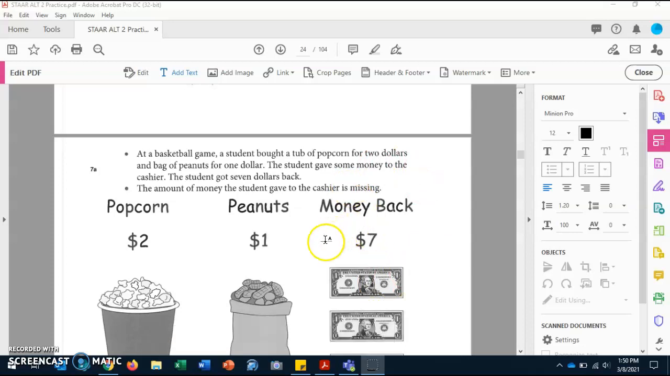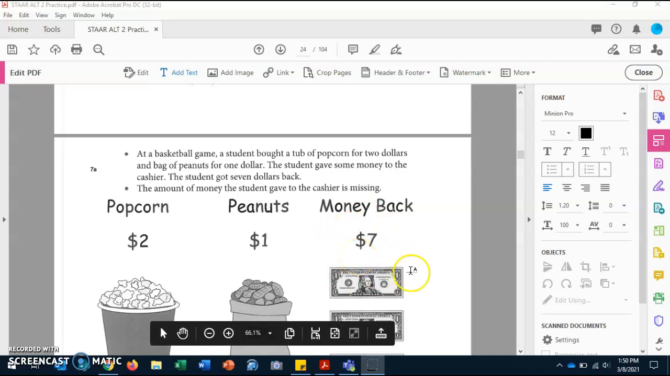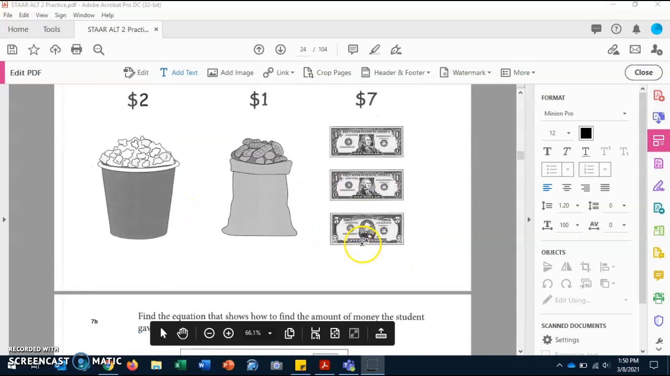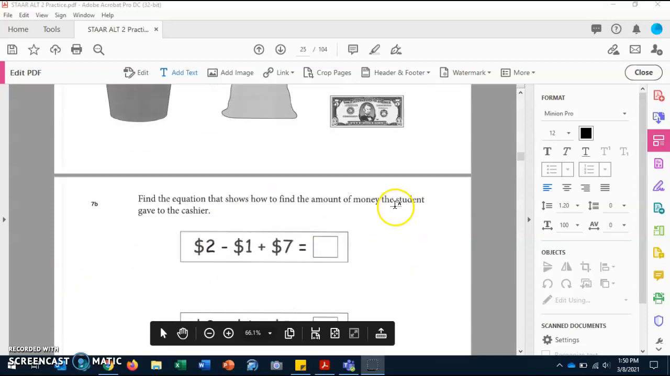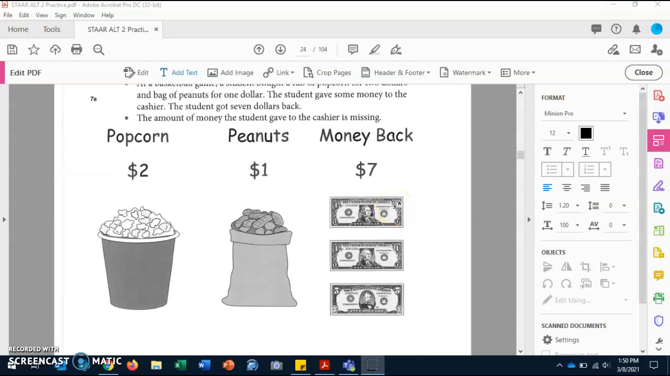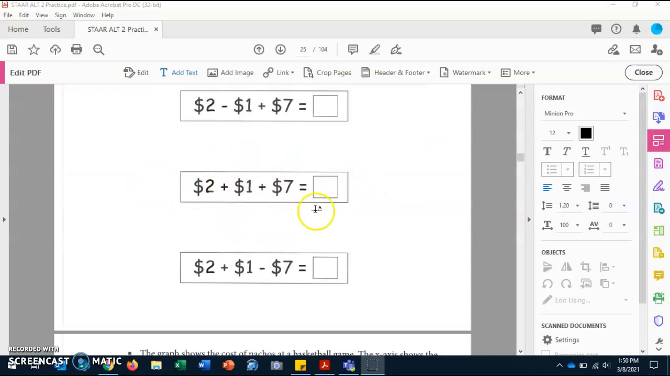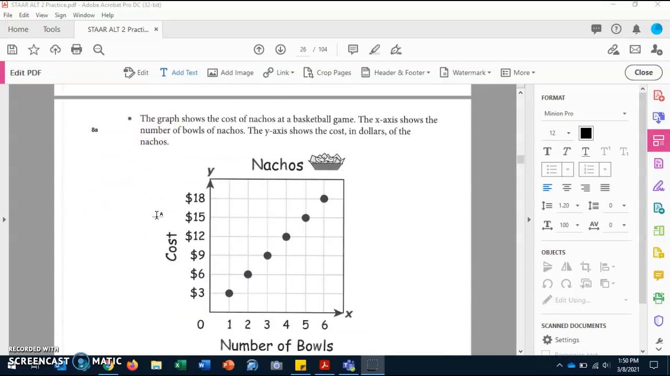No, because this is the money they gave her back. She did not have $7 to start off with and then they just subtract this. This is the money she got back after she bought these 2 items. That is why it is the second one. In order to find out how much money she had at the beginning, way before she bought the popcorn and the peanuts, we must add all of this together. So that is why the second choice is our answer. Good job, boys.